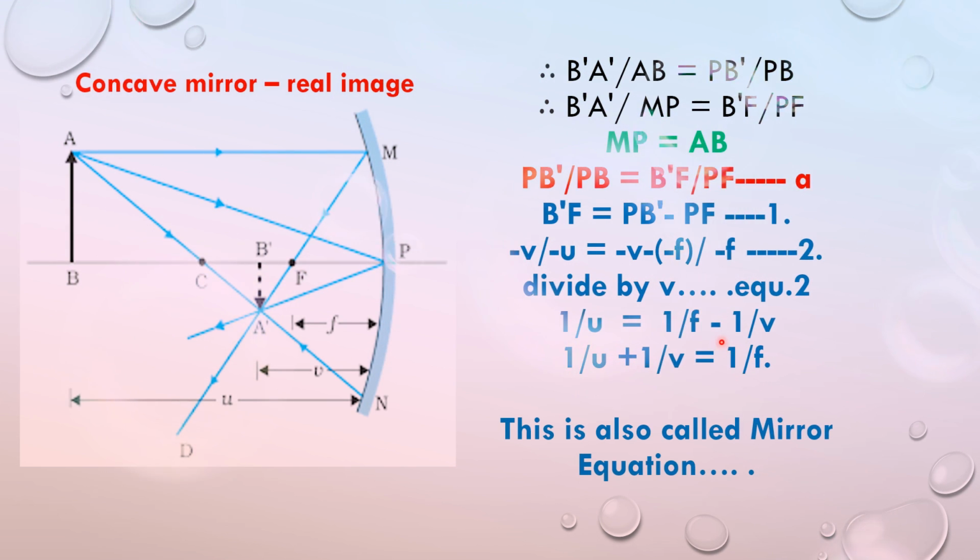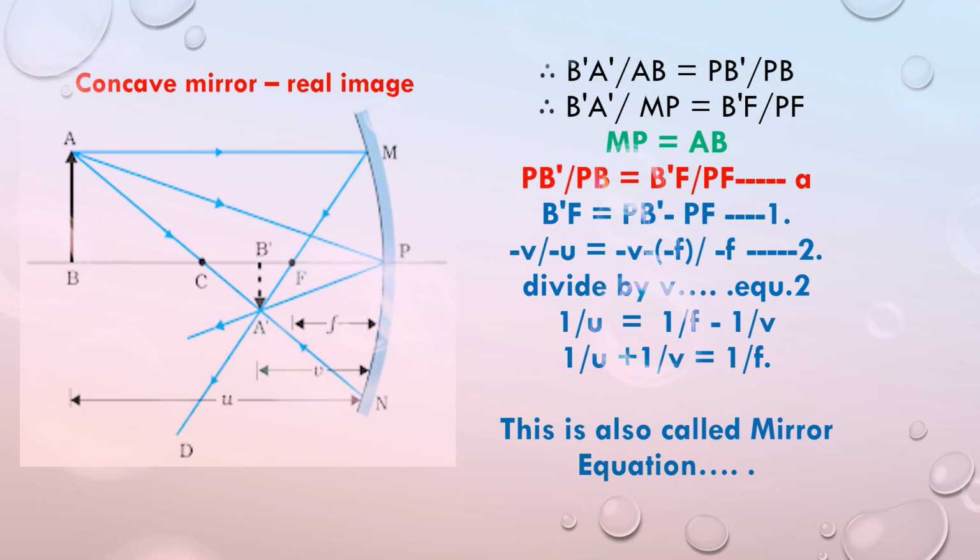Here it is in the negative sign. After crossing the equal to, it will be positive. So we can say this is also known as the mirror equation. The same equation can be obtained for virtual images also, but here we solved for the real images.